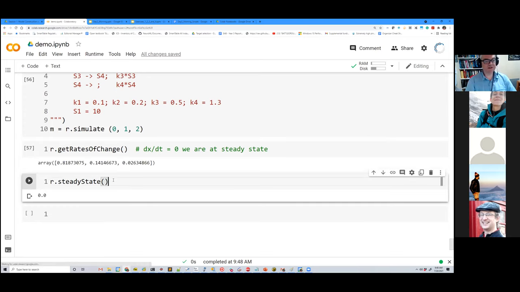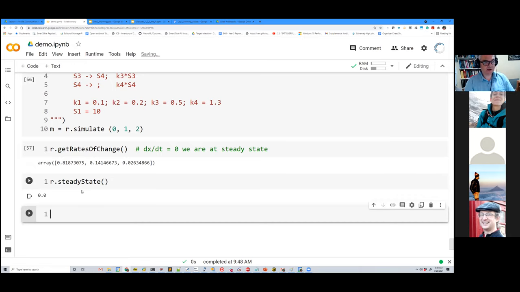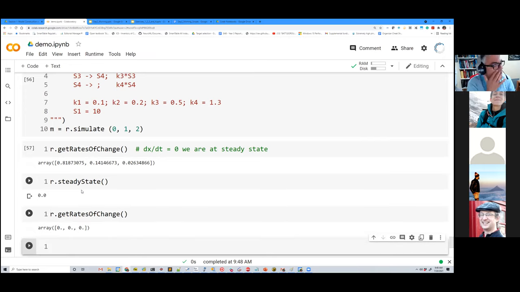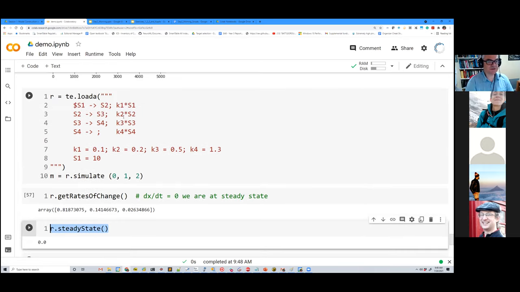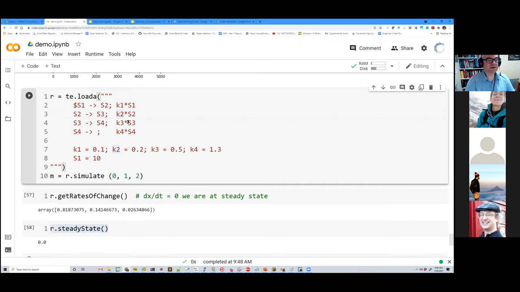If I now call the steady state function, and then get the rates of change: 0, 0, 0. So it's actually found the steady state. Whenever you want to find the steady state, we have this special function that does a special search to look for the steady state, and if it's there, it'll find it. If it's not, it won't, and it'll tell you. So, for example, let's say I had this one, right? When I left out S2, I think it went to infinity.